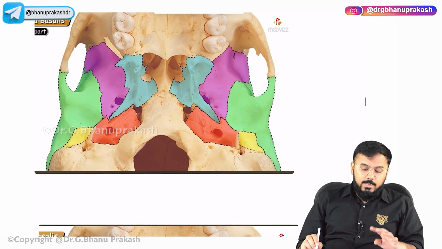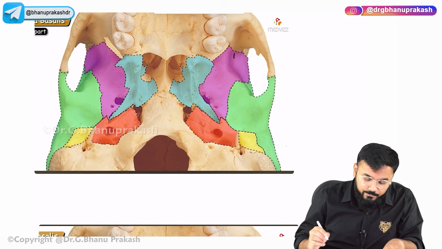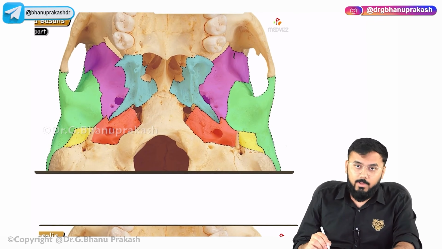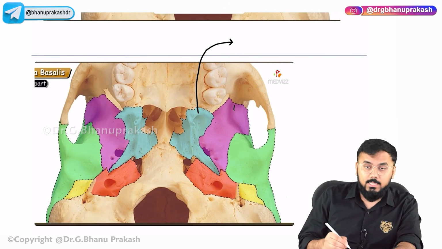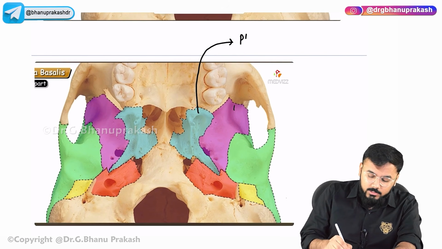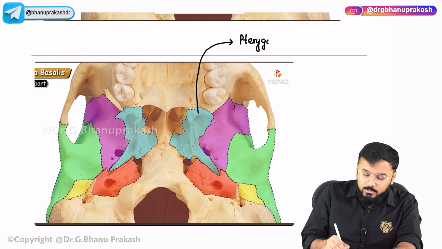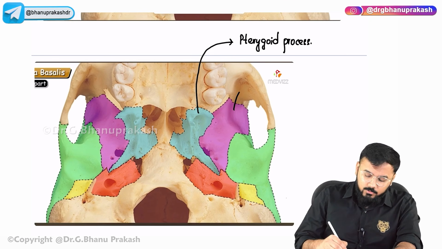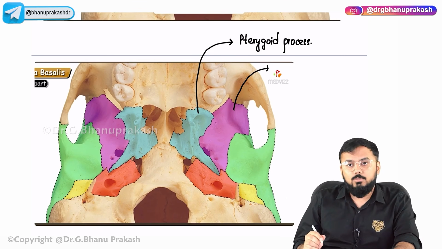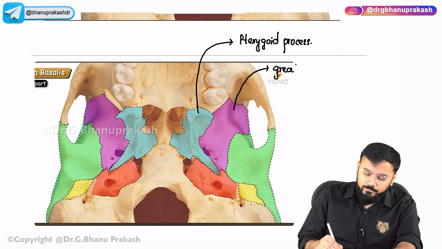Right. After this, down here are these colored bones. Let us name these colored bones one by one. What is this first bone over here called? This is called the pterygoid process. Next, what is this particular bone over here called? This is called the greater wing of the sphenoid.